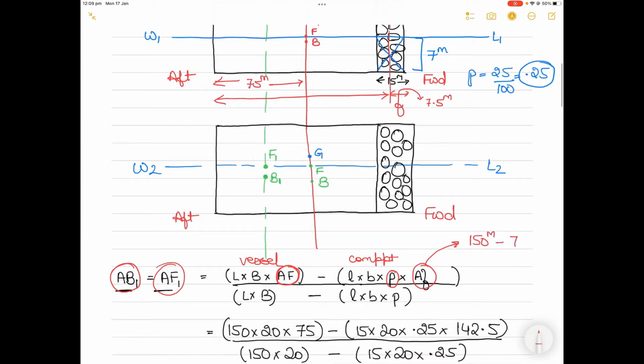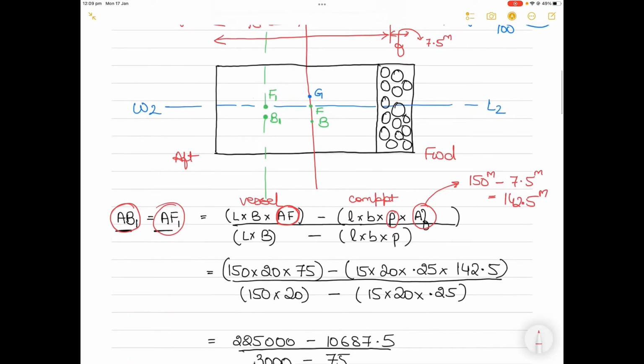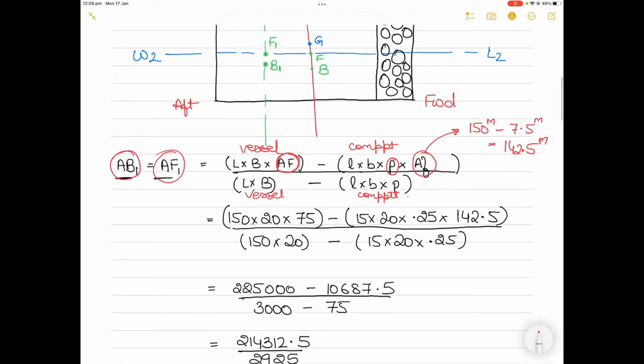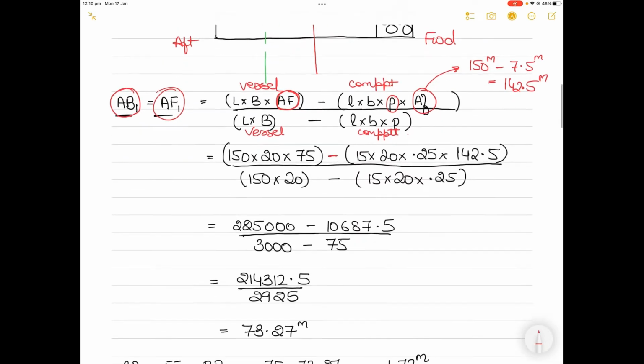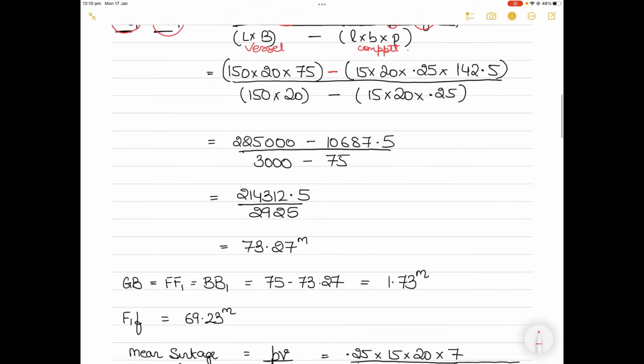So this is nothing but 150 meters total length minus 7.5 meters, which is 142.5 meters, is what I'll be using here, divided by again length and breadth of the vessel minus length breadth by permeability of the compartment. If there is no permeability, then we of course ignore permeability in this formula. Alright, so put the values there, 150 by 20 by 75 minus, you know the values and how I got it. Once I solve the equation, I will get the new center of flotation AF1 or AB1, I can say, as 73.27 meters.